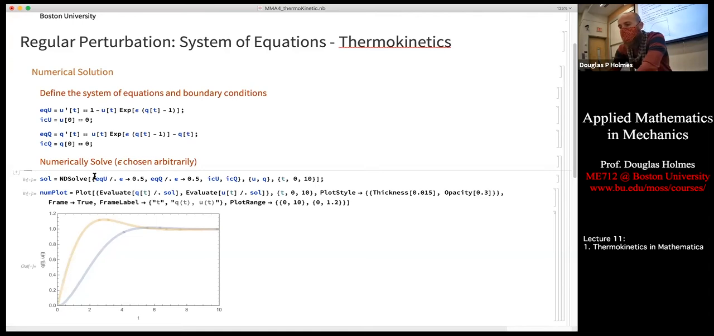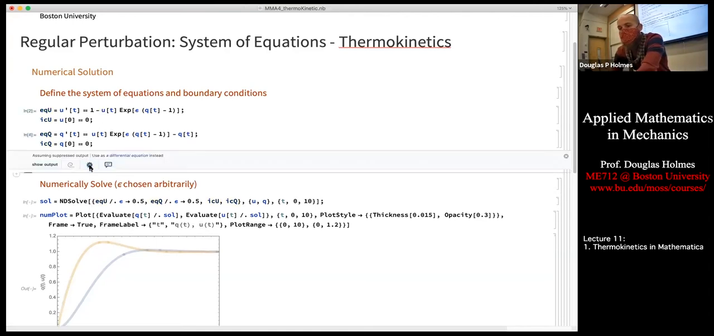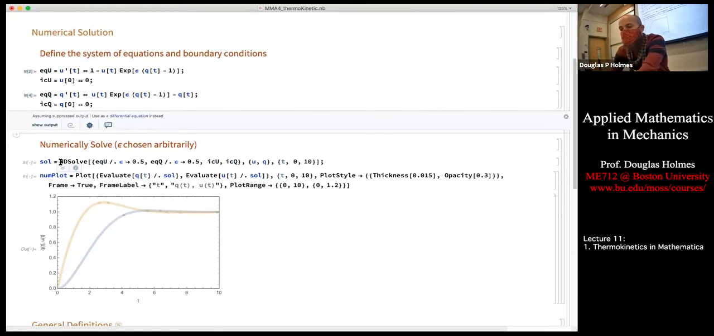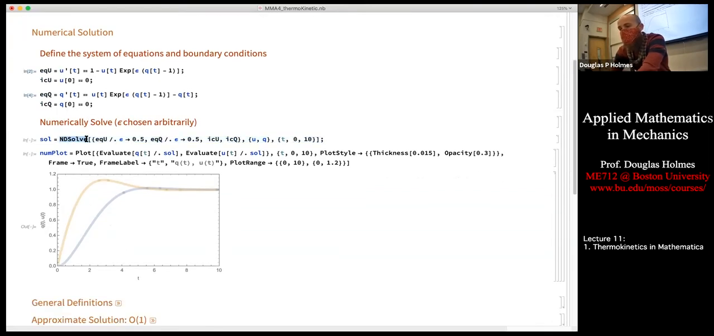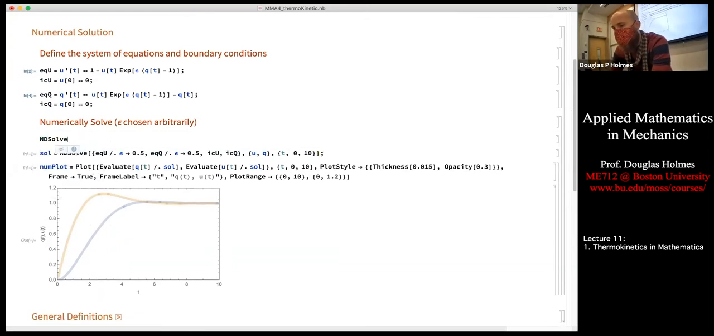So if you recall, to solve this equation numerically, first let me run these. To solve this equation numerically, we use NDSolve. And then we send it a list. So it's going to look like NDSolve. And we send it a list of equations. So that's going to be the 4 equations. 1, 2, 3, 4.